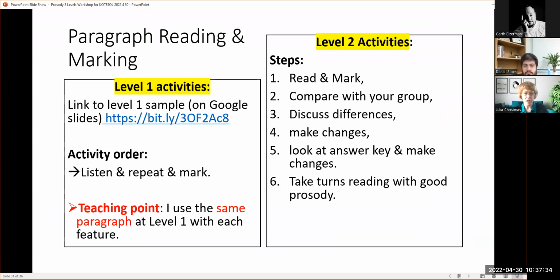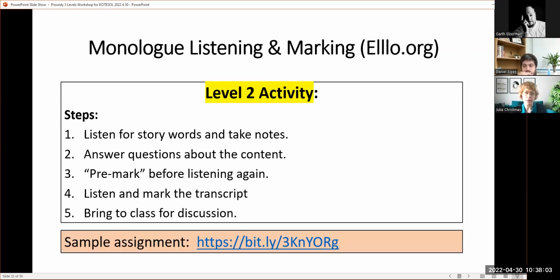There are some final examples of activities that I do using Google Slides, and basically the steps are the same as what I mentioned. So level 1: read and mark, compare with your group, discuss differences, using the same feature, with the same paragraph or sentence, or dialogue for each feature, and then moving into new fresh dialogues for them to attack for level 2.